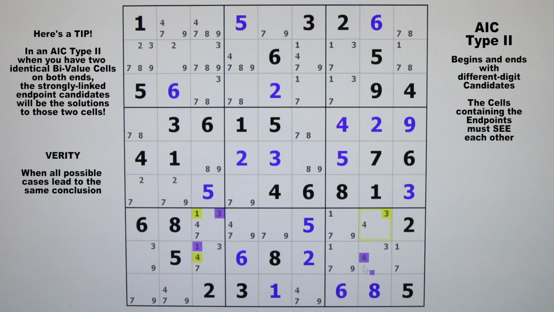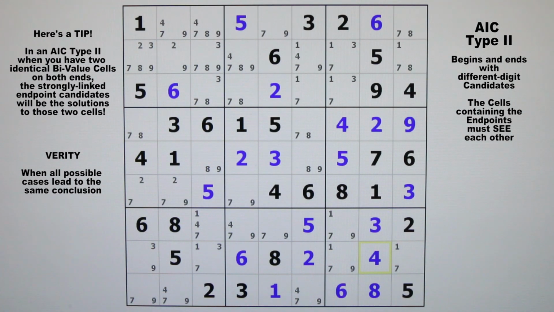Then we'll take both cases for this blue 4 down here. If the blue 4 is true, then this 4 cannot be true, because there can only be one 4 in this column. And if the 4 is false, then the 3 has to be true by virtue of the chain, because if A is false, B is true. So if the 4 is false, then the 3 is true, and if the 3 is true, it has to be the solution for this cell, and the 4 cannot be true. Does everybody get that? So both cases eliminate those unlinked candidates, and these are the solutions to those cells, so you fill them in.